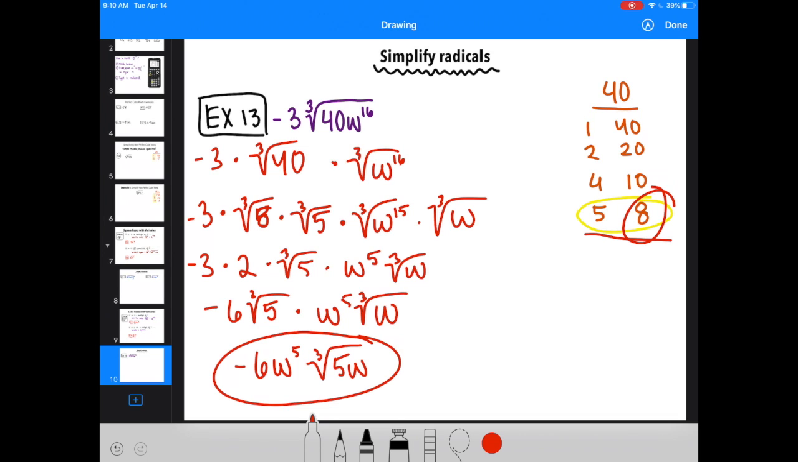Okay. So cube roots are a little bit more challenging because it's not evident. A lot of us haven't memorized those perfect cubes. But once you have your list, you're able to see how it breaks apart and simplifies.